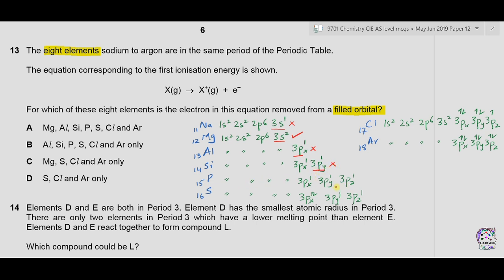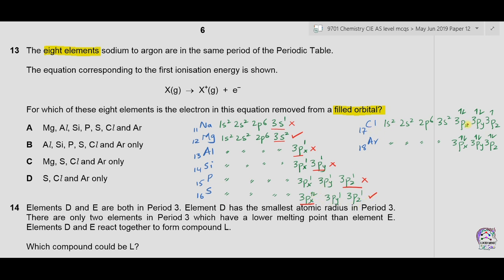For phosphorus, the electron is removed from 3pz, again it is an incomplete orbital, so it is not a filled orbital. For sulfur, the electron is removed from the paired one first, so it will be 3px, from which the first electron will be removed first. So 3px is a filled orbital because it has 2 electrons.